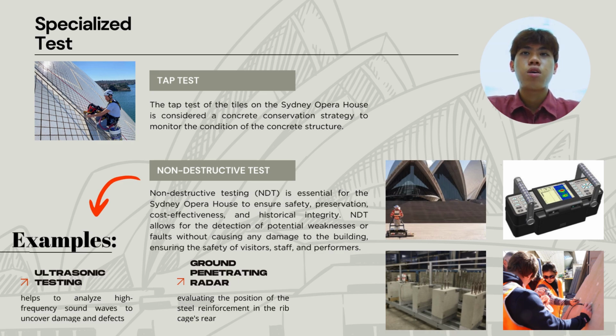According to the Sydney Opera House 2018 final report, non-destructive testing methodologies such as ground-penetrating radar, ultrasonic pulse echo imaging, and vibration speakers are also conducted. Ultrasonic pulse echo imaging evaluates air gaps in concrete ribs by analyzing high-frequency sound waves to detect damage and defects, while ground-penetrating radar assesses the position of steel reinforcement in the rib cage area.